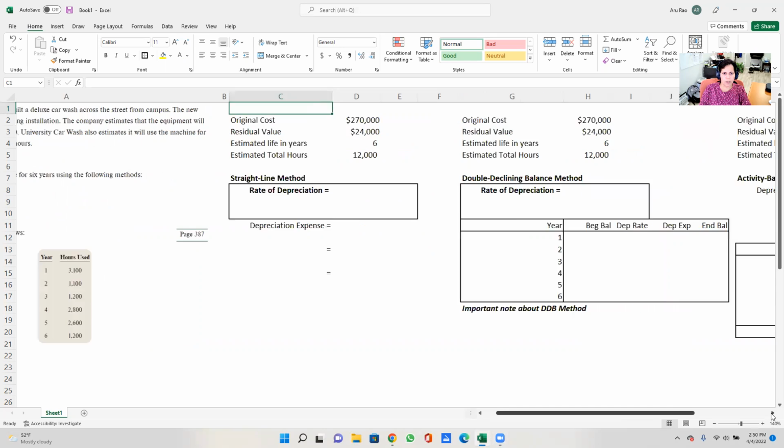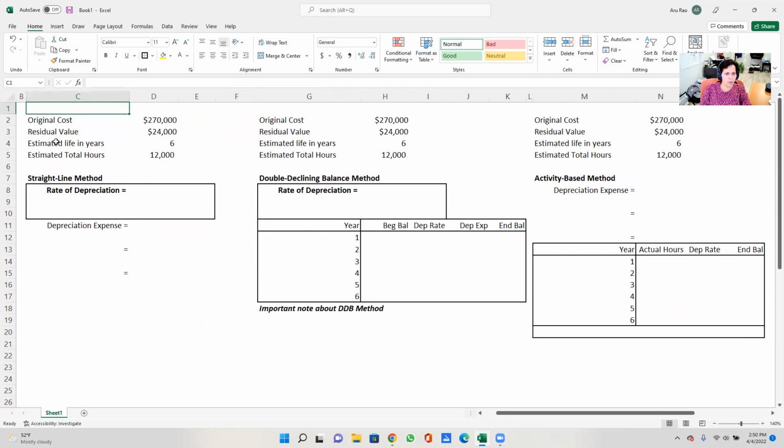So what I'm going to do over here now is, I've already copied down the basic information. The original cost of the asset is $270,000. The estimated residual value is $24,000. The life is 6 years. It's going to be operational for 12,000 hours. So we have 3 different methods: the straight line method, double declining balance method, and the activity-based method. The basic information remains the same for all methods. So I've just copied that over 3 times.